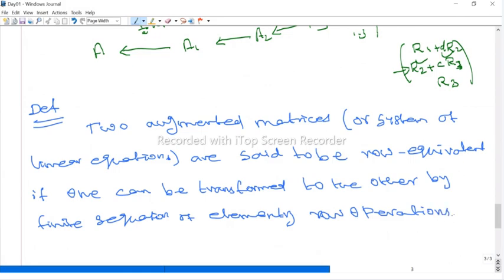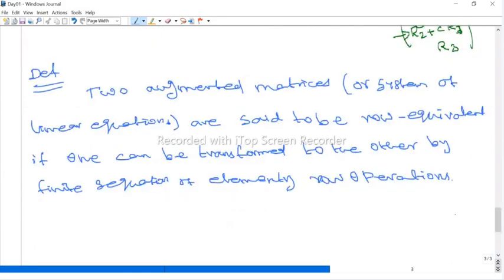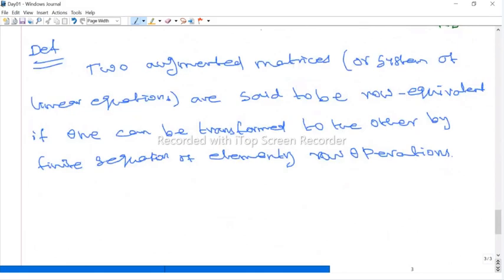Then we call it row equivalent. When we say two systems of equations are row equivalent, we consider their augmented matrices, since every system has an augmented matrix. Suppose we have two systems. We take Ax = b as one system, and we write it in matrix form.